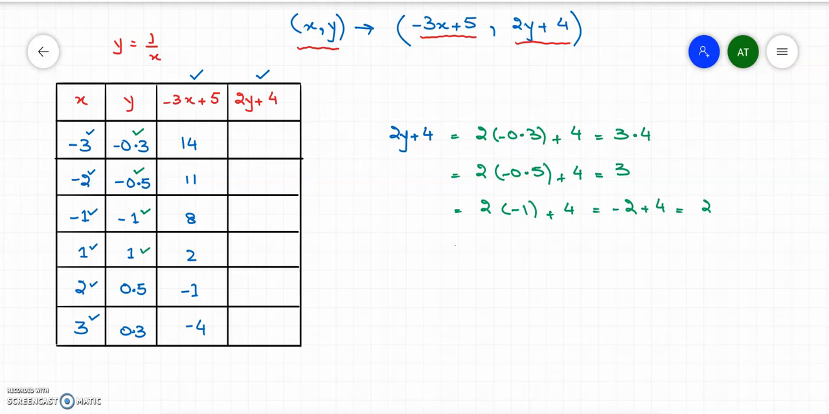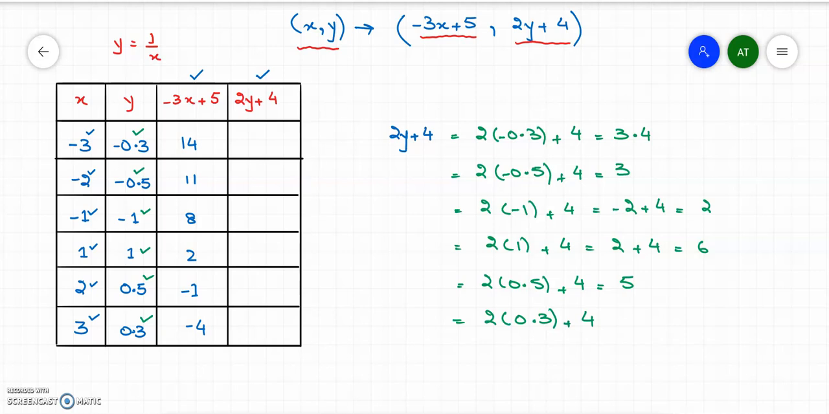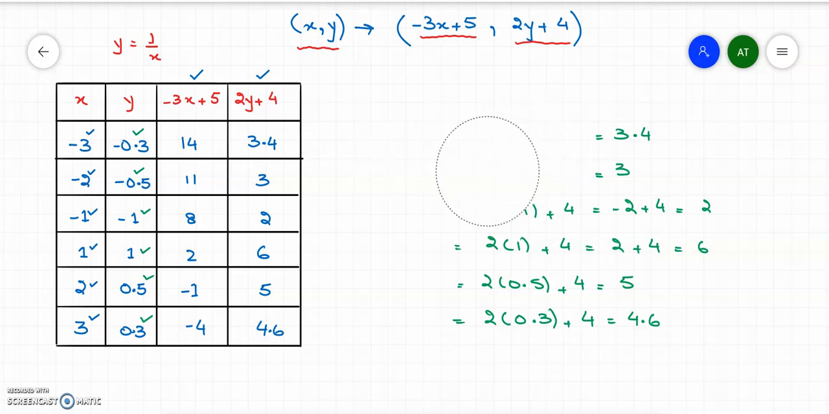Right? And then y is 1, so we have 2 times 1 plus 4, that is 2 plus 4, which equals 6. When y is 0.5, 2 times 0.5 plus 4 equals 5. And the last y value is 0.3, so 2 times 0.3 plus 4 equals 4.6. Okay, let me fill in the last column: 3.4, 3, 2, 6, 5, and 4.6. So we have done the new transformed values for x and y.